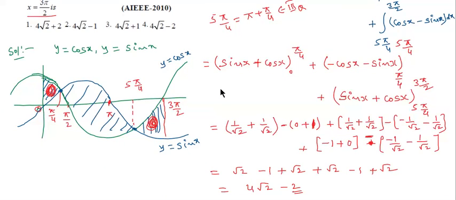So these two areas are the same. So we can take directly 2 times the integration 0 to pi by 4 of cos x minus sin x dx. No need to write the third one, but I have already written the third one. That's why. This is below the x-axis, but take positive only. Students, did all of you understand? So finally we got the answer 4 root 2 minus 2. Fourth option is correct.